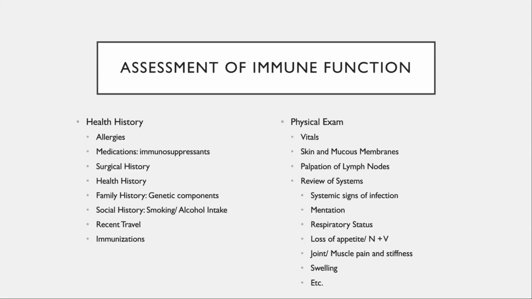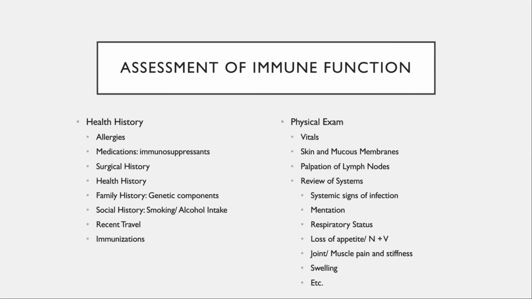When we're assessing immune function, we want to get a health history. In particular, we want to know about allergies, the medications they're on, and if there are any immunosuppressants, their surgical history, their health history, their family history, and especially if they have a genetic component of any autoimmune disorders or any disorders that lead to immune dysfunction.